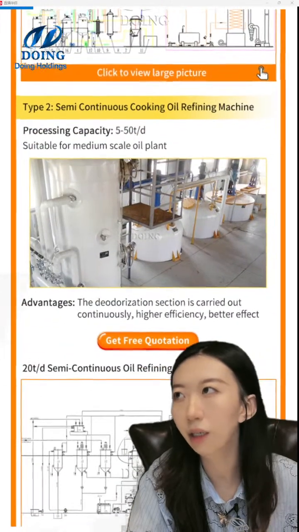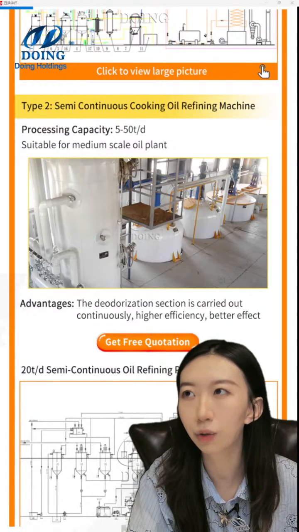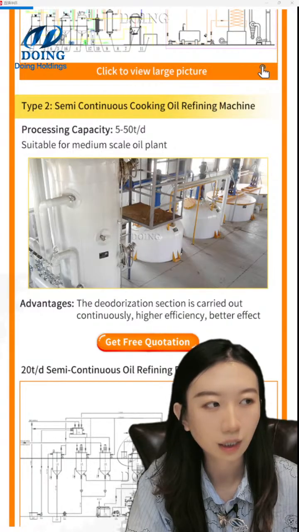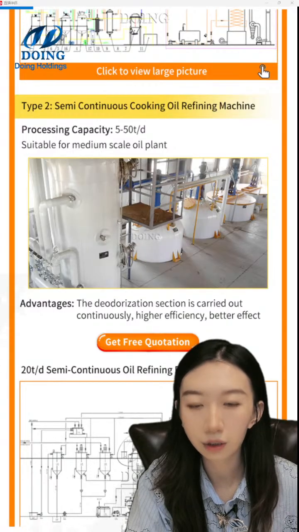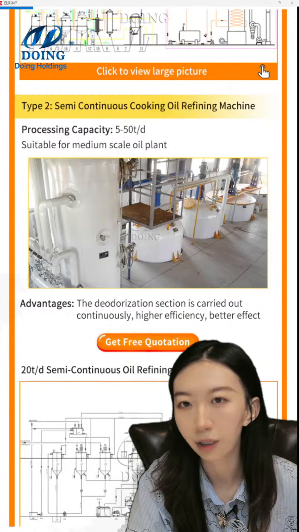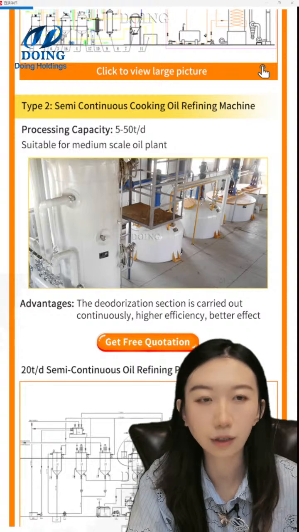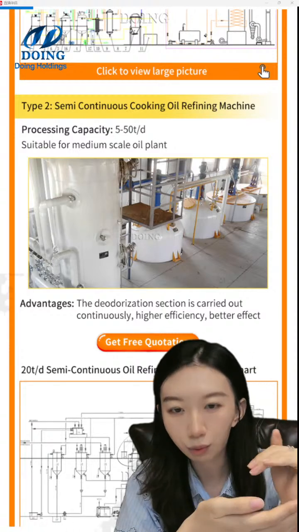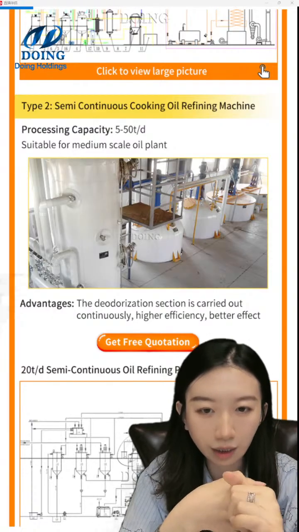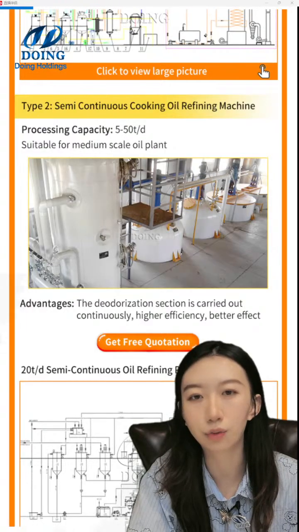And next one, the type 2 is semi-continuous cooking refining equipment. Its capacity is 5 tons per day to 30 tons per day. So it is suitable for medium scale oil plant. And if you want to improve the automation of your refining process, you also can choose the semi-continuous refining machine.